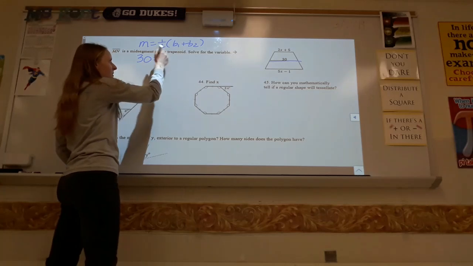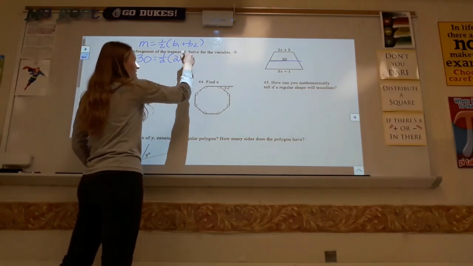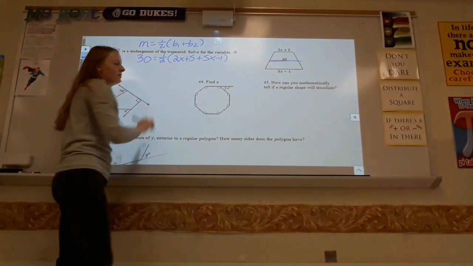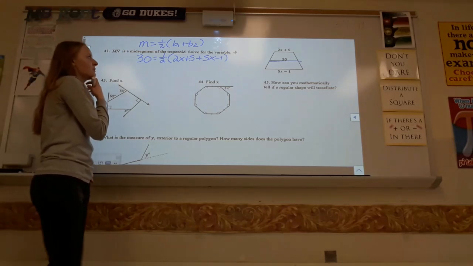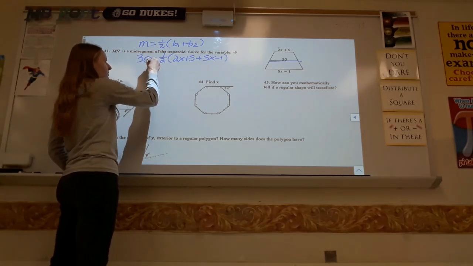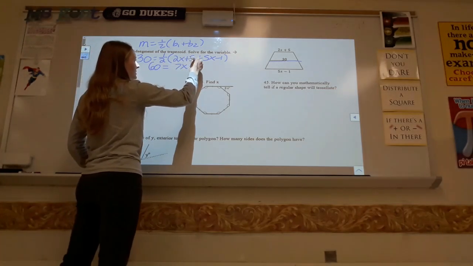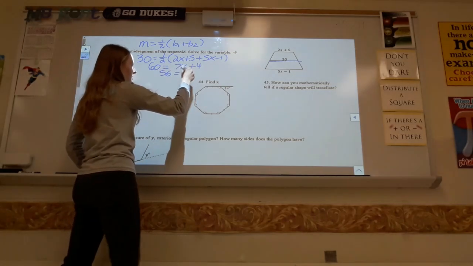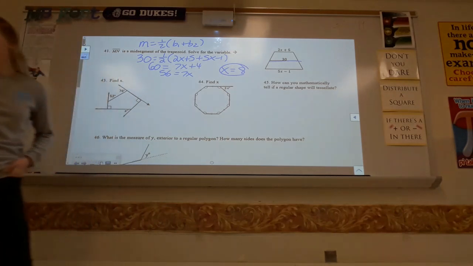So I know the mid-segment is 30. That's going to be equal to the 2 bases added together times 1/2. We had a question like this in the notes. We're trying to solve for x using this formula, so I'm going to multiply the 2 over, that gives me 60. I'm going to combine like terms. I'm going to subtract the 4, and I'm going to divide. There you go.